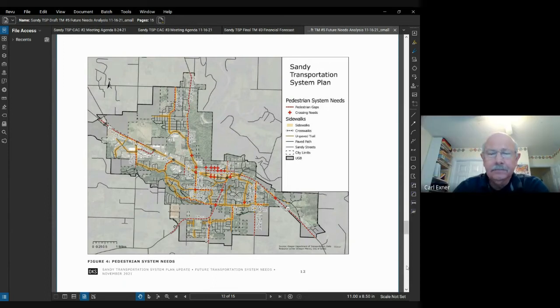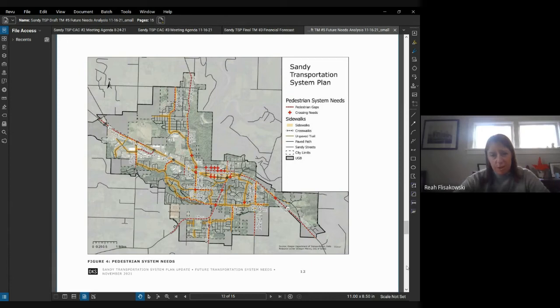We'll add that. So any other comments on pedestrian stuff, maybe even off the highway? Are we missing any gaps or places you know of where people walk? And do you think there's a need for additional protected crossings off the highway anywhere?